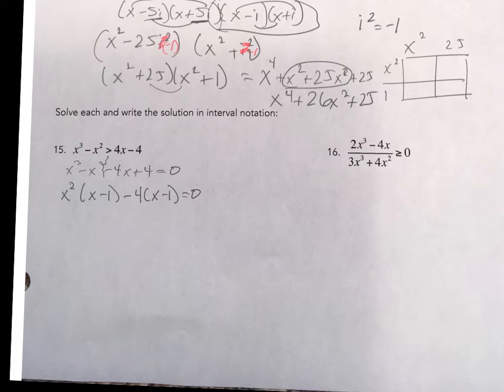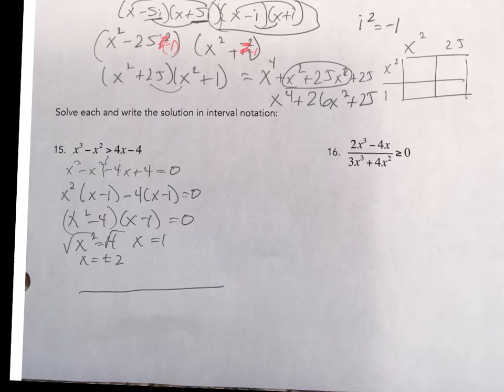This is not a fraction, as you can see, so we're just straight up solving it. All the answers we get will be put on the number line. x squared minus 4 times x minus 1. So we get x squared equals 4, x equals 1, plus or minus 2. On your number line, please put these in order: negative 2, positive 1, positive 2.